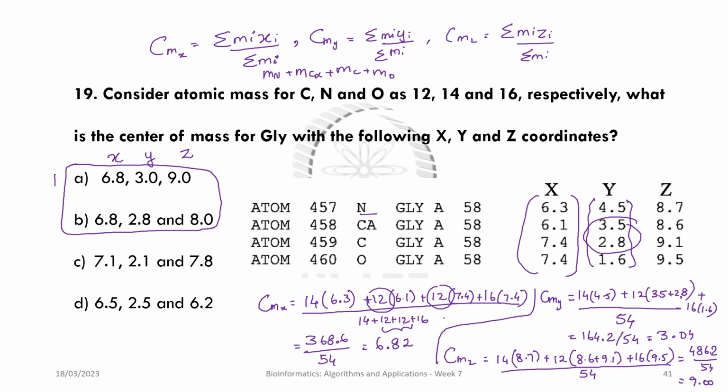So if it's 12, you will have 2 into 12, because there are two such carbon atoms in the denominator, and you are also doing two such additions in the numerator as well, right?